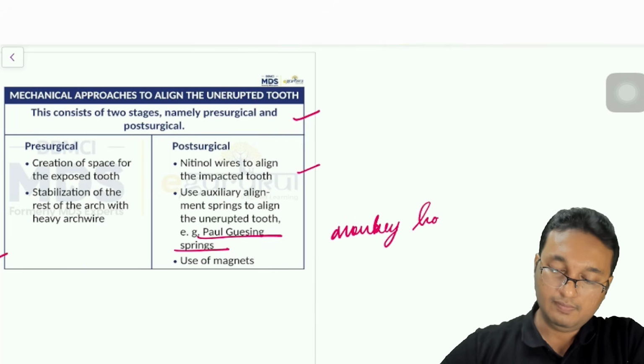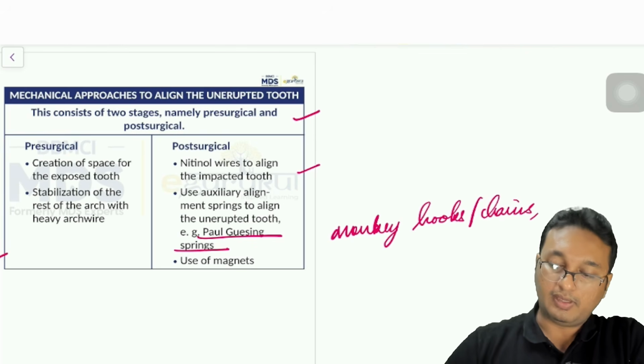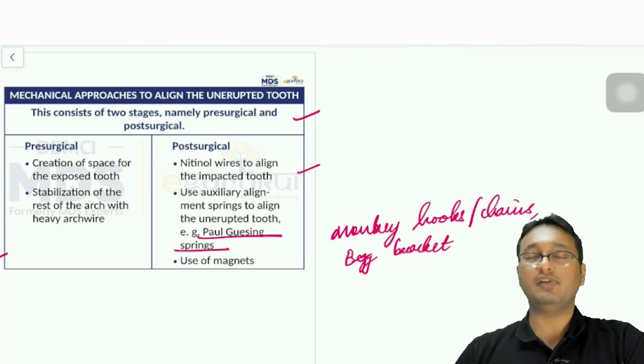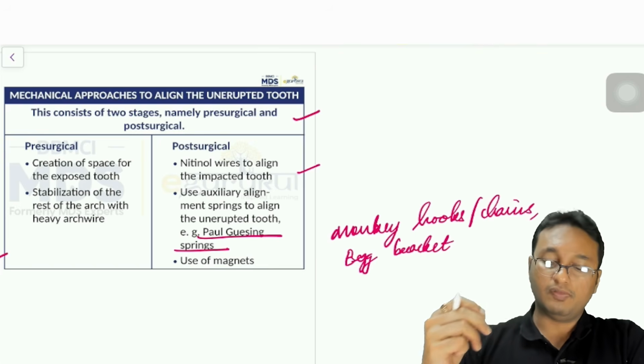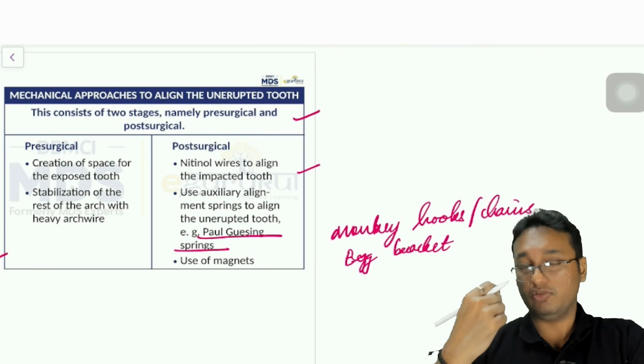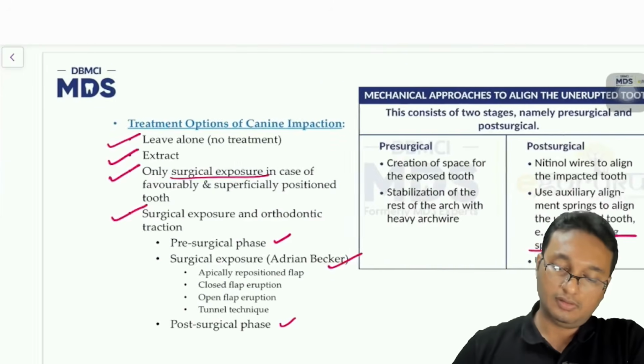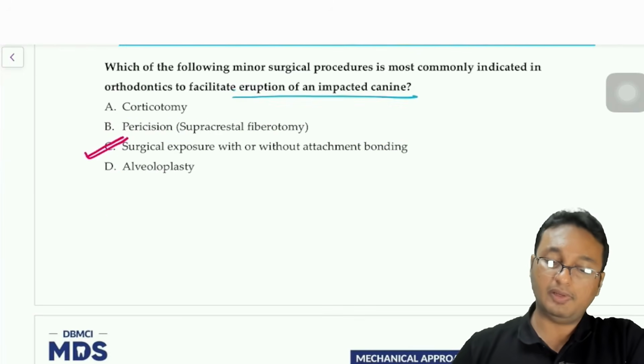Monkey hook, or monkey chains. We can even bond peg bracket, right? There are many ways of bringing the tooth outside. We can use different kinds of mechanics. These are few of them. Okay, so the correct answer will be option C.